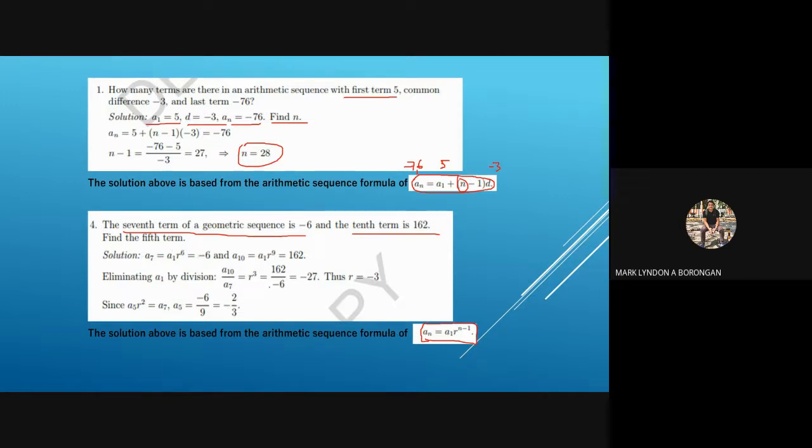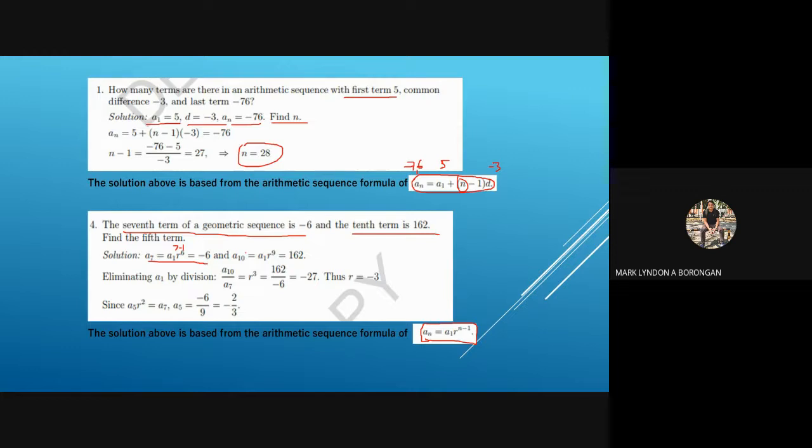Okay? In the formula, a sub n, when substituted, is a sub 1 times r to the power of n minus 1. If our n is 7, then 7 minus 1 is 6. That is how we determine it, guys. To check, 6 plus 1 is 7. So a sub 7 is negative 6.